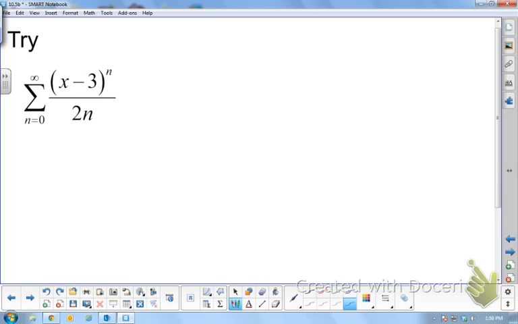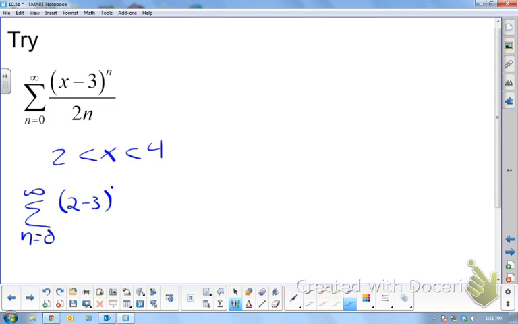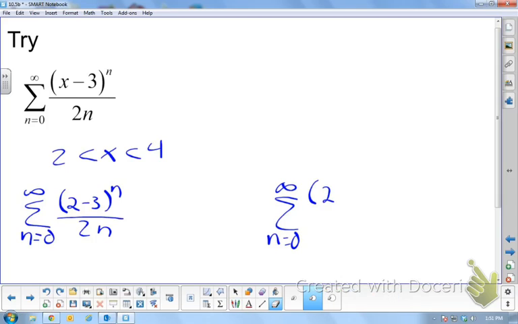Okay, so I'm not going to show the ratio test part. We've practiced that before. Your interval should have been 2 to 4. What's your radius for sure? 1. That doesn't change no matter what. So we need to plug in 2. And we need to plug in 4. And check both of these.